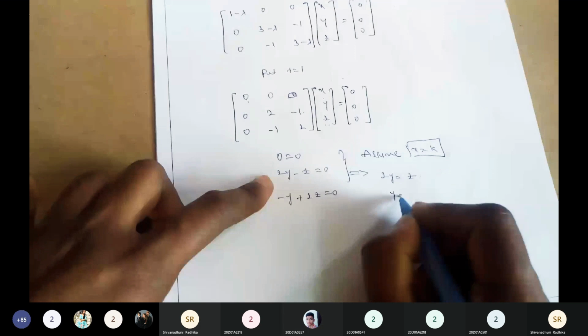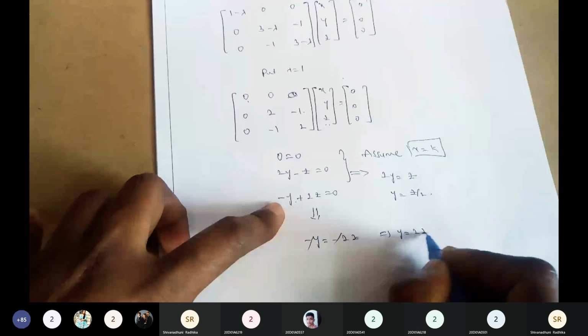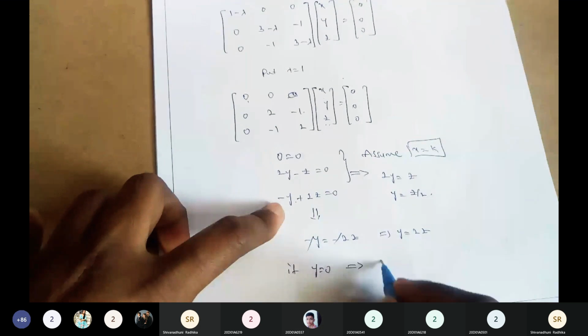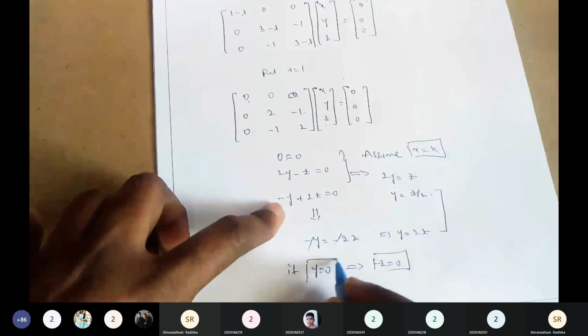And also in this one, what is the given equation here? Minus y equals minus 2z. Minus minus gets cancelled and y equals 2z. If y equals 0, then what is z? For these two cases, z is also 0. It is clear to all of you?